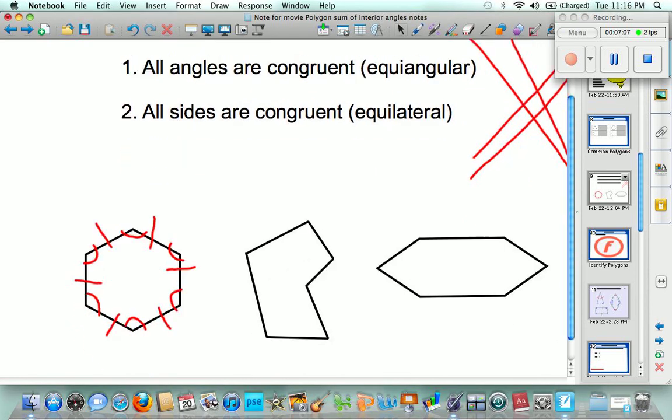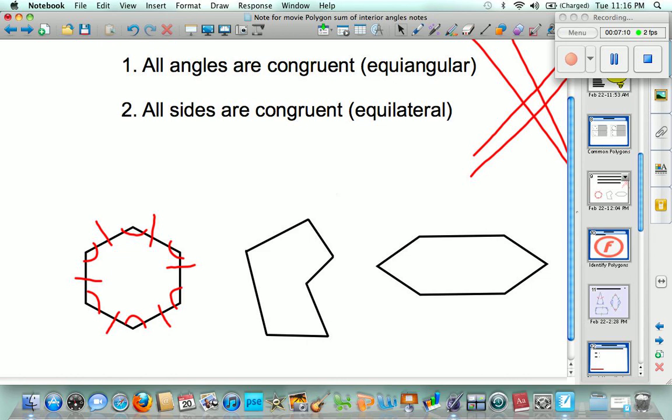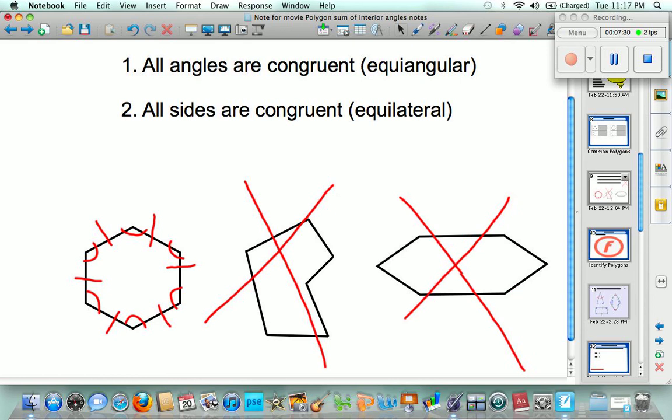So if you look at the first example, all of these sides are congruent, which is why I have one line to symbolize that they're all congruent. And all of the angles are going to be congruent. So this arc around each of them represents that all of them are congruent. However, in the second one, not all angles and sides are going to be congruent, nor will in this third one. So it is not a regular polygon. It is a polygon, but it is not a regular polygon. So make sure you have this page written down and your examples written down as well.